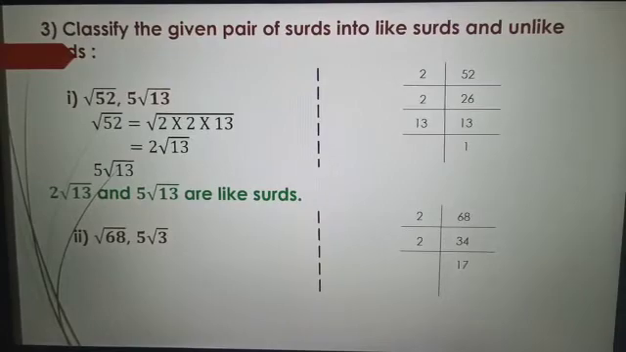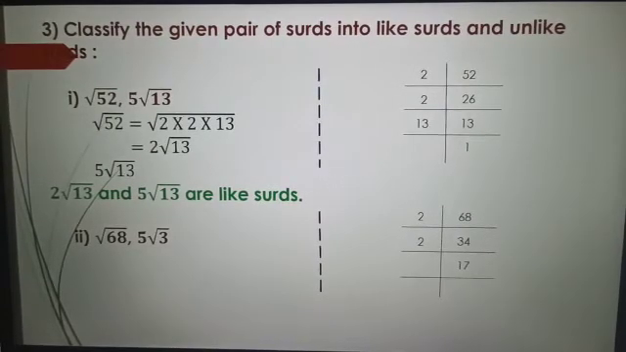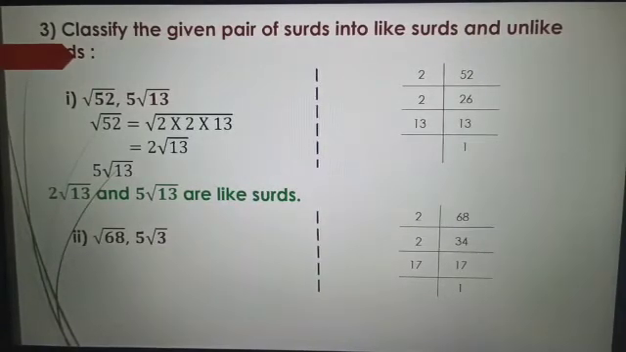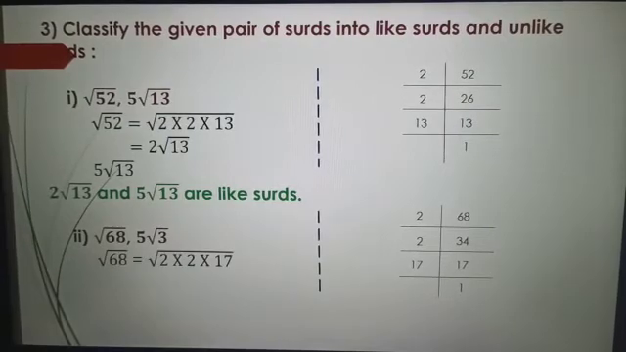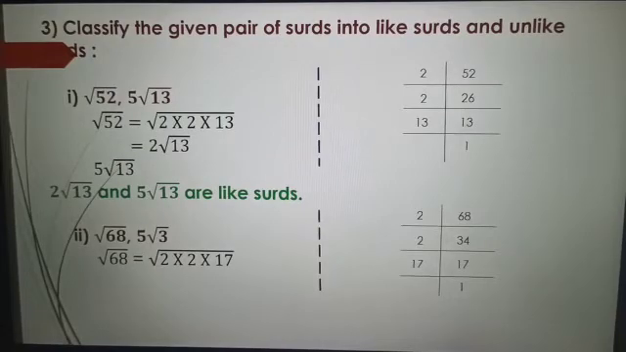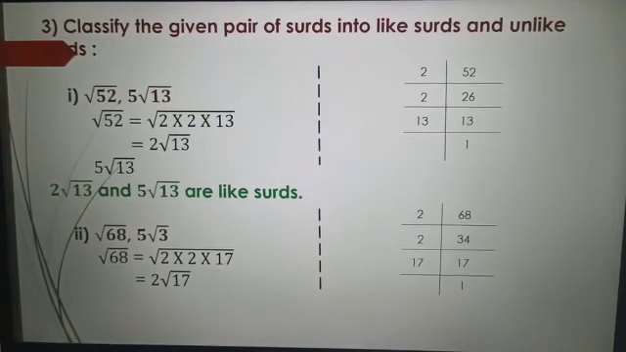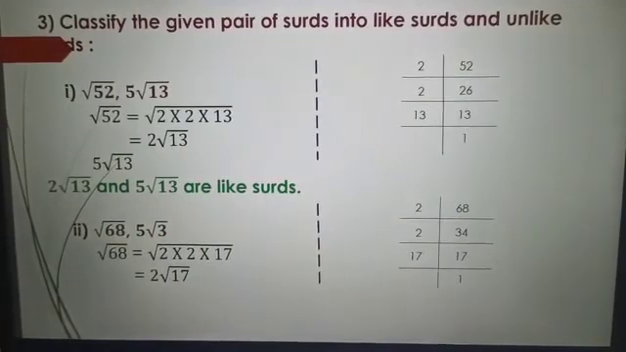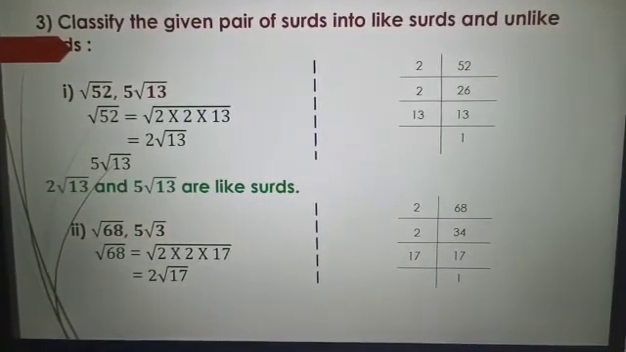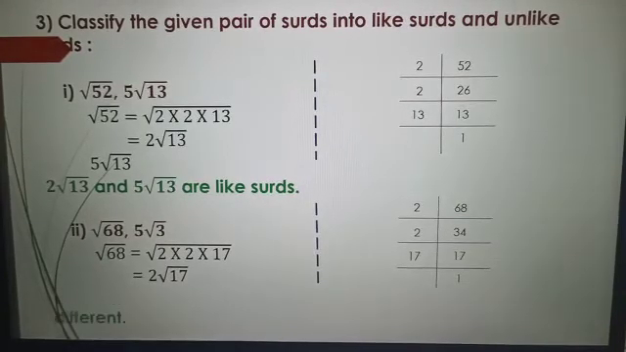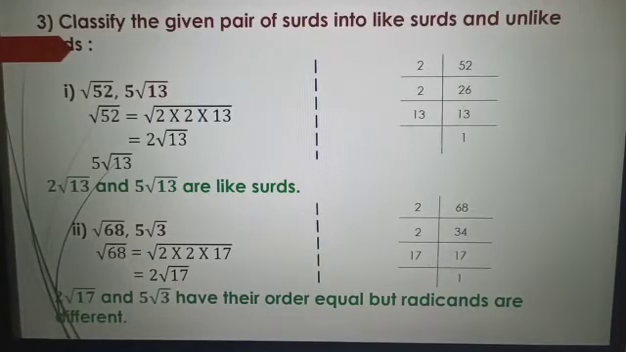So 17 is a prime number. So write 17 outside. How many times 17 in 17? 1 time. So write 2 into 2 into 17 in the square root. So square root of 68 is equal to square root of 2 into 2 into 17. Now see here the order is 2, so we have to take one 2 outside. So 2 square root of 17. So first radicand is 17 and the second radicand is 3. So both are different. So these are unlike surds.